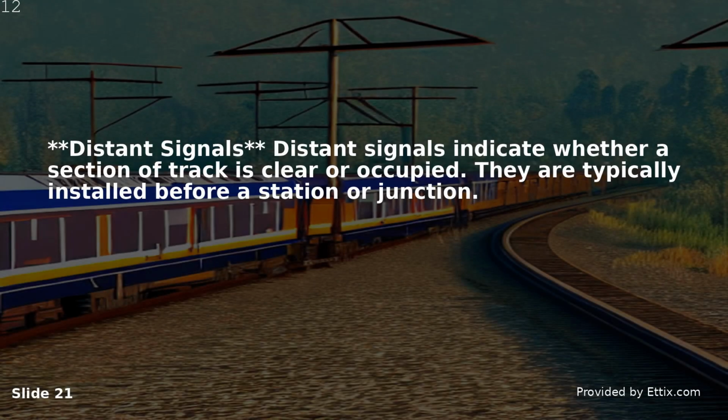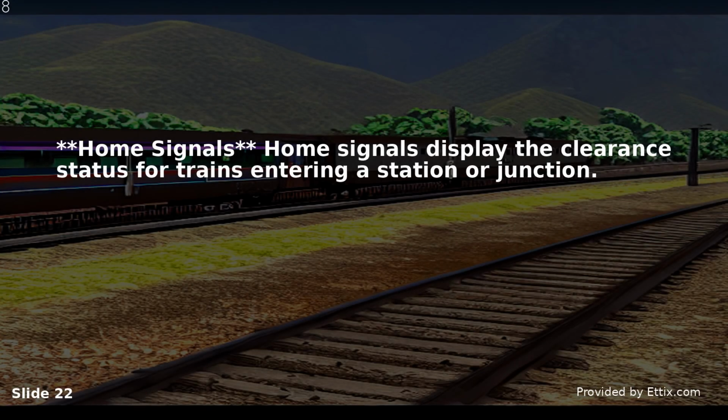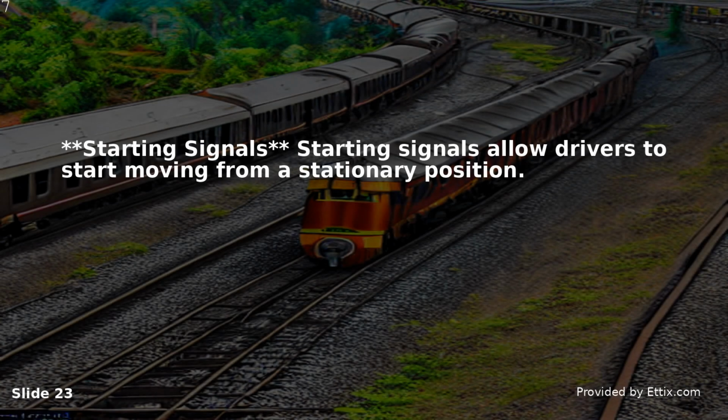Distant signals. Distant signals indicate whether a section of track is clear or occupied. They are typically installed before a station or junction. Home signals. Home signals display the clearance status for trains entering a station or junction. Starting signals. Starting signals allow drivers to start moving from a stationary position.